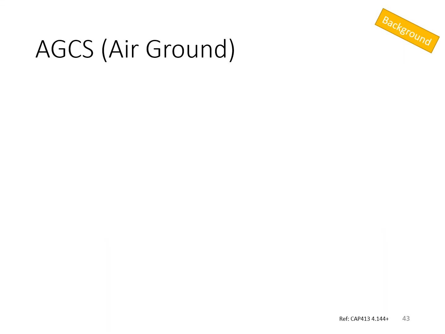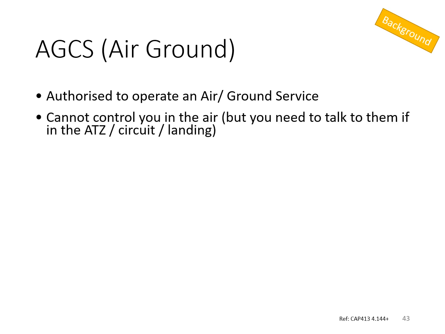The third type of controller is an air-to-ground operator. That's somebody authorised to operate an air-to-ground service. They can't control you in the air, but you still need to talk to them if you're in the ATZ or circuit area or landing. Their call sign is "radio", for example, Skegness Radio.